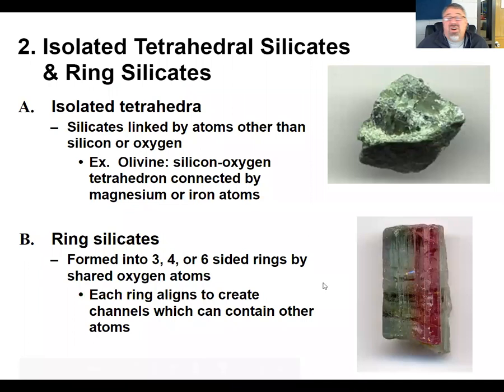So our isolated tetrahedral silicates, again, four bonds, and ring silicates, depend on where the oxygen and silicon atoms are bonded together. So olivine is connected by a magnesium or an iron atom in the silicon oxygen tetrahedra. Now, this is a great indication because it's that greenish color that is a property of that. Next one, ring silicates. Again, we can have 3, 4, and 6 sided rings sharing oxygen atoms, and they basically align and give it that structure.